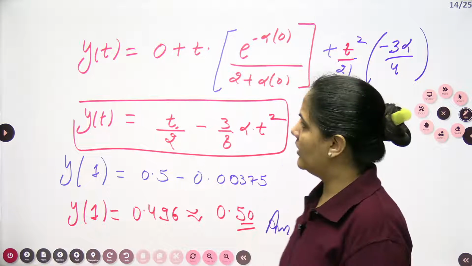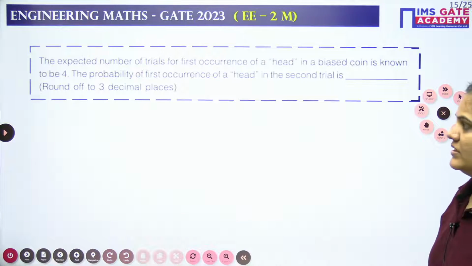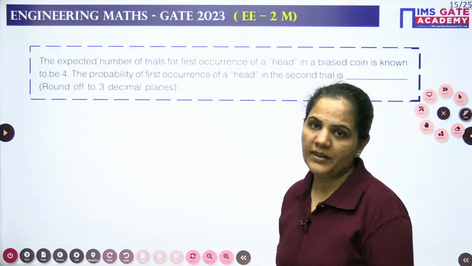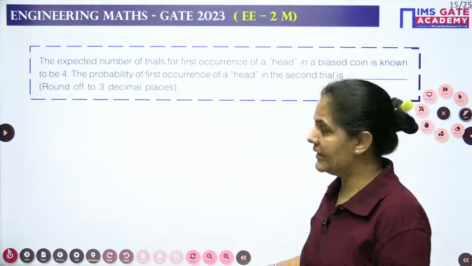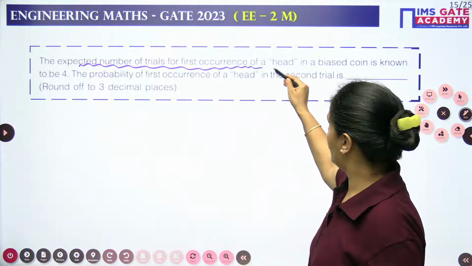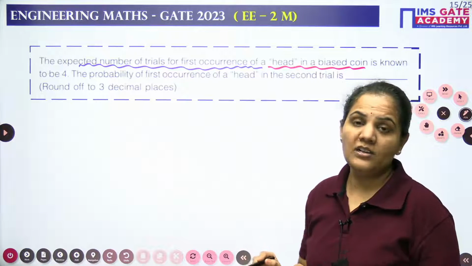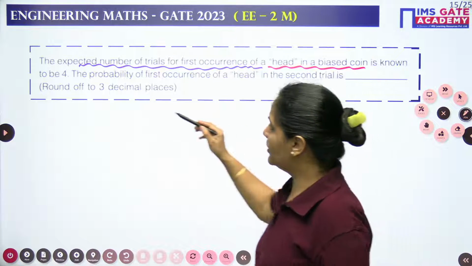All right, now let's come to the next question. Now this is a very good question from probability. So let's read the question. You can try the question and then we will have a detailed discussion. The expected number of trials for the first occurrence of a head in a biased coin. So the coin which is given to you is a biased coin, okay, is known to be 4.